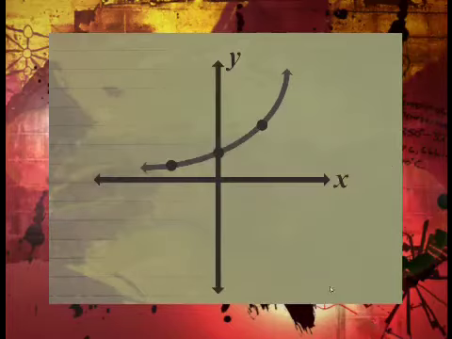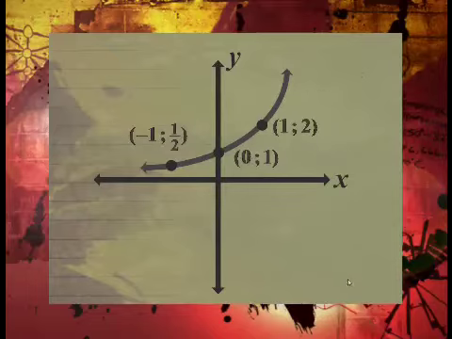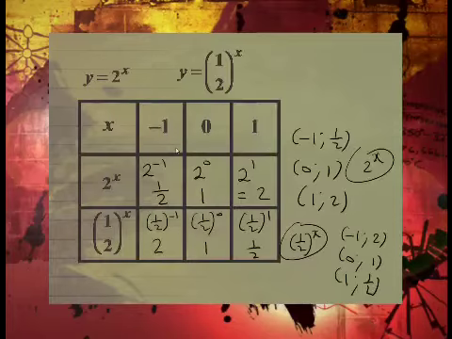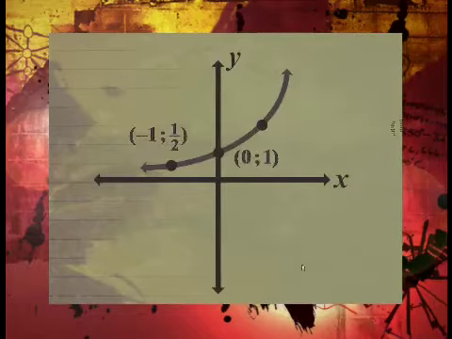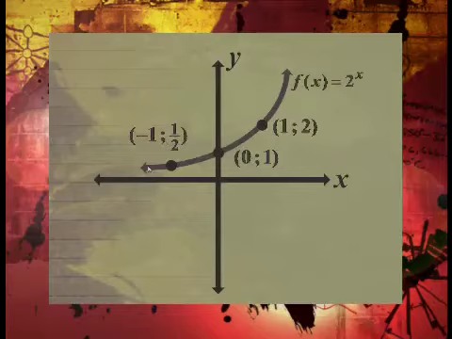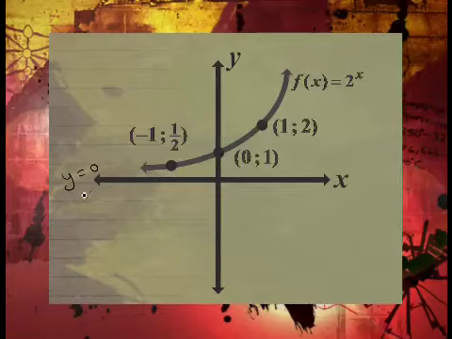There's our first graph. We plot the points and we get the graph of 2^x: -1, a half, 0, 1, 1, 2. And that's the graph of that. Now notice there's an asymptote here as well. In other words, it's the line y equals 0. The x-axis is an asymptote in this case. The graph will never cut there, and it forms this increasing shape.